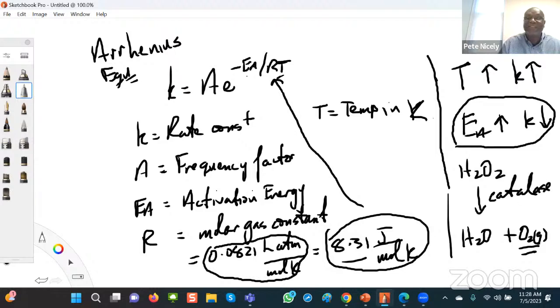All right? So what catalase does is that it provides a different mechanistic pathway of lower activation energy. And because the activation energy is lower, more of these molecules will have at least the activation energy, which allows them to be converted to oxygen, and therefore you have the more rapid formation of oxygen gas. Without the catalase, the reaction will take place, but at a much slower rate, all right? So that's just one example.